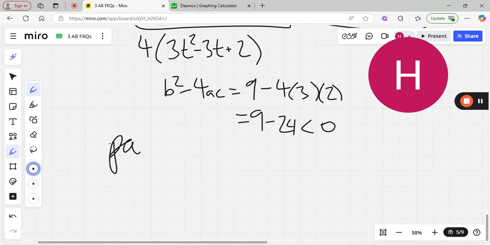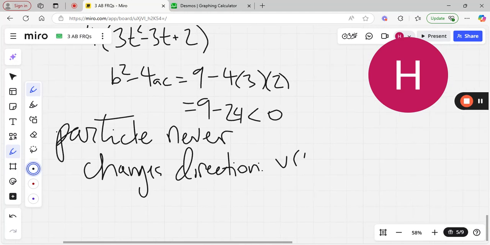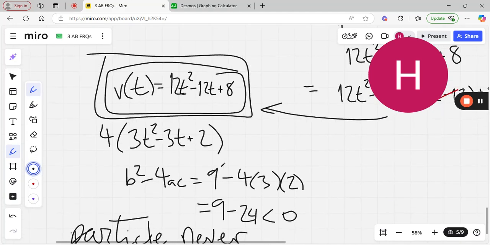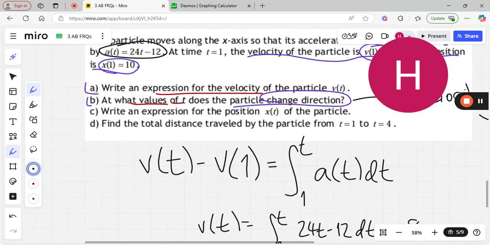So the particle never changes direction. And the reason is because v(t) is always greater than 0. It never hits 0. We determined that from the discriminant, that this quadratic function is never equal to 0. It has imaginary solutions. So we can say that for no value of t does the particle change direction. Okay, very good, very easy.